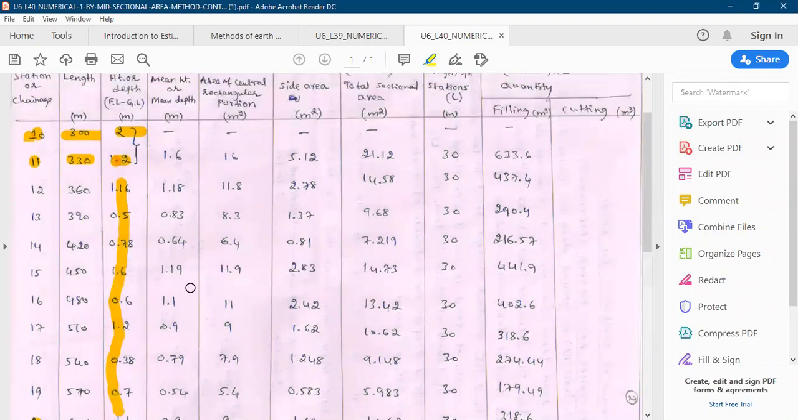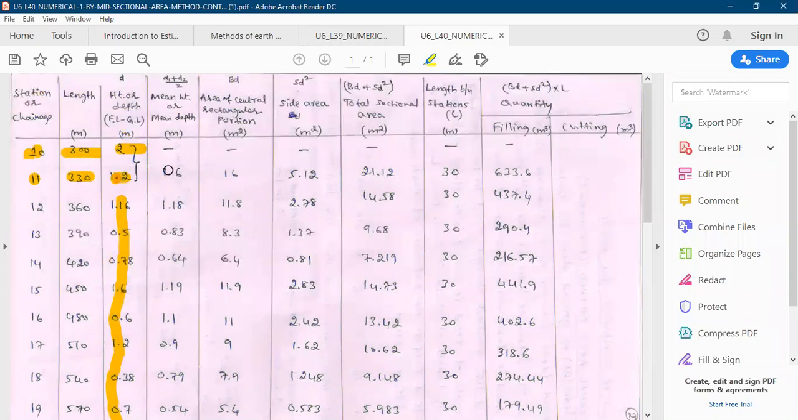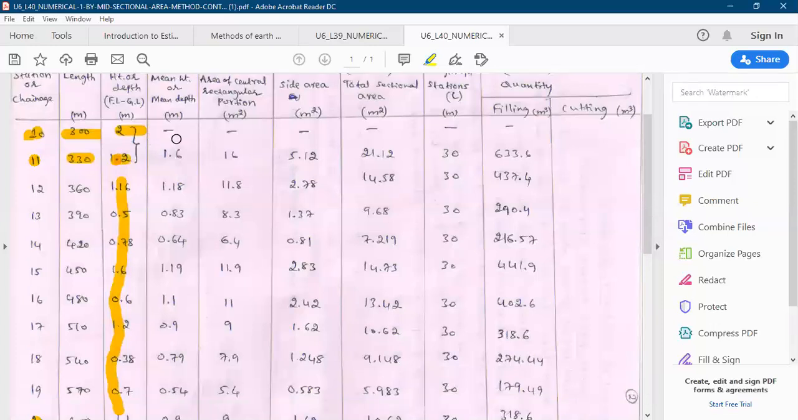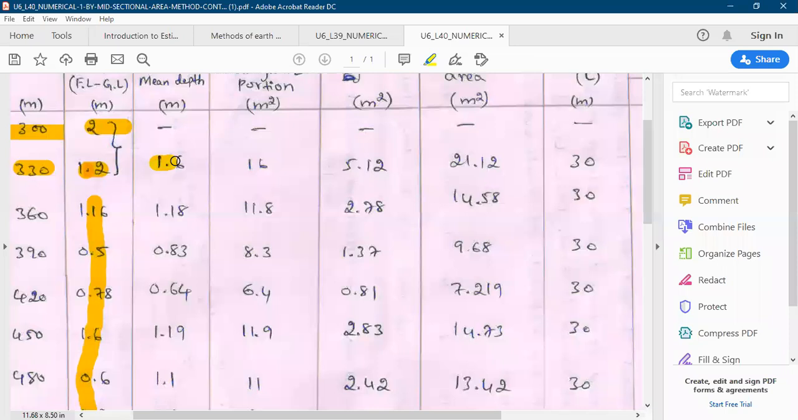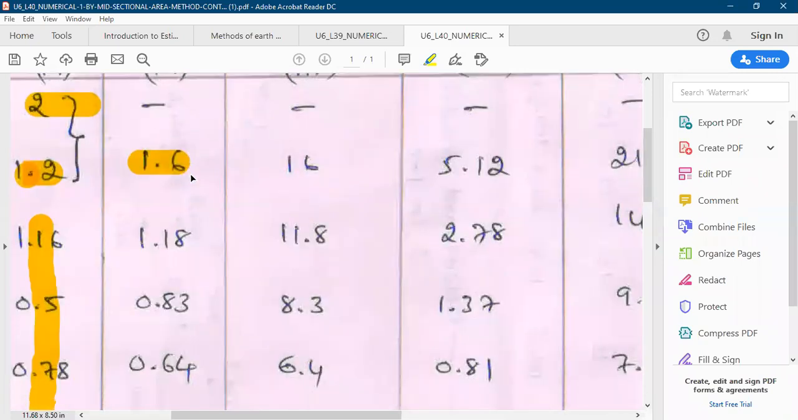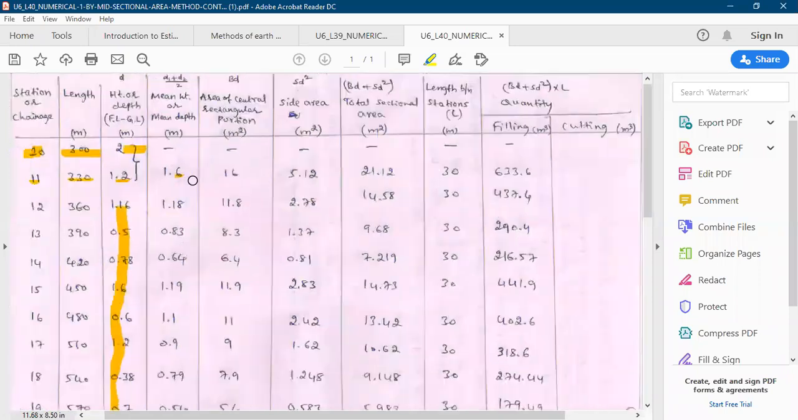Now, to use the mid-sectional area method, you have to take the average of D1 plus D2, and mention it in the second row. 2 plus 1.2 becomes 3.2, divided by 2, so that will become 1.6. So this is the average depth Dm, which is taken into the calculation.